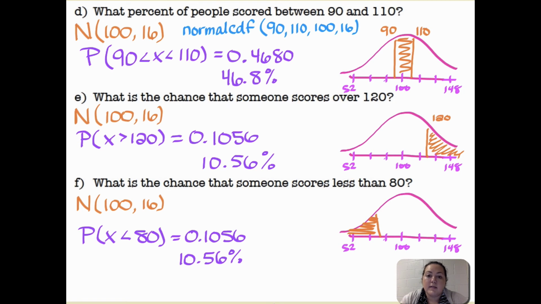Your lower bound would be this time negative 99999. Your upper bound would be 80. Your mean would be 100. And your standard deviation would be 16. Or you could find the z-score and use the table. Okay.